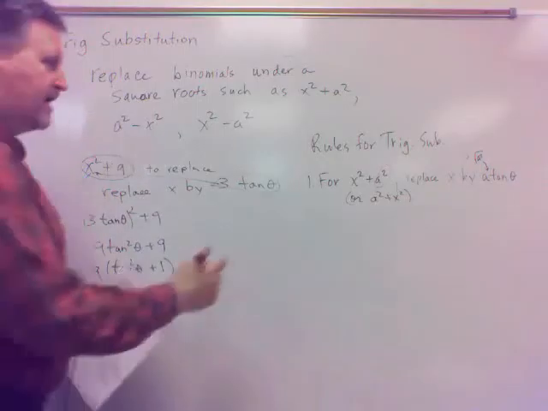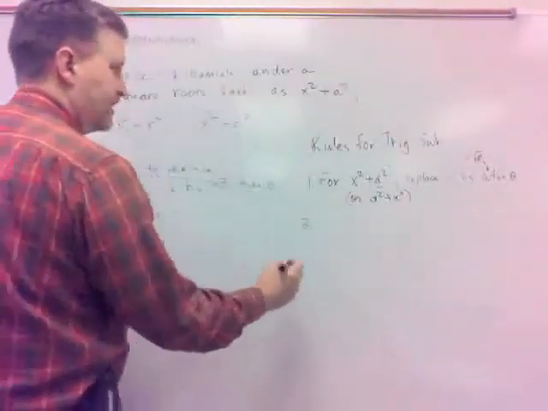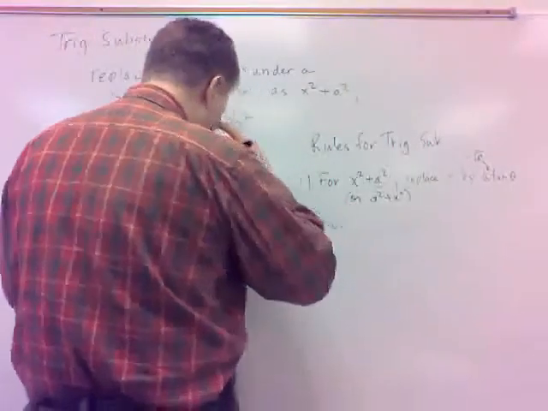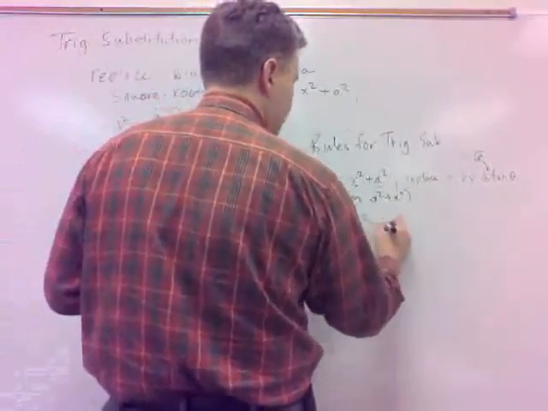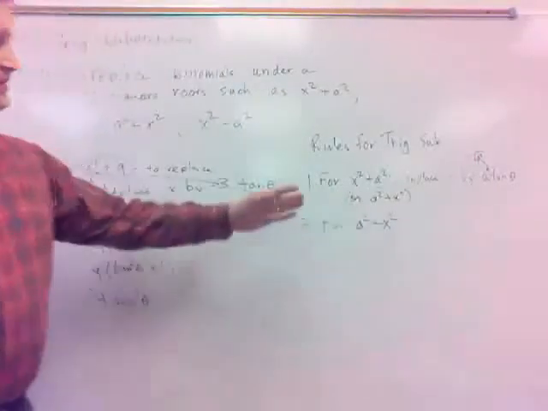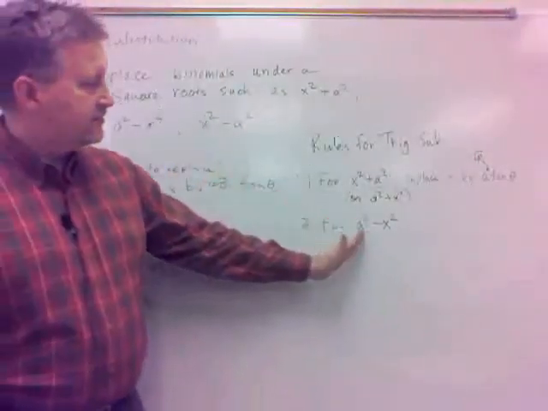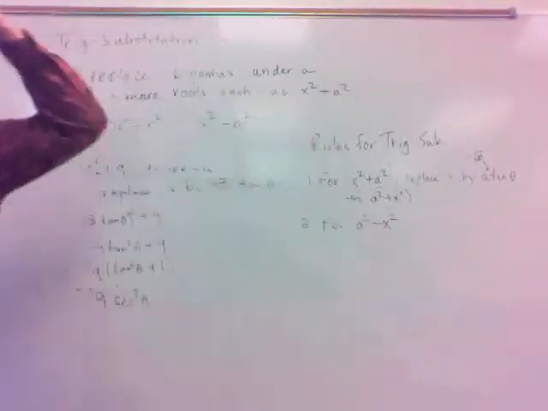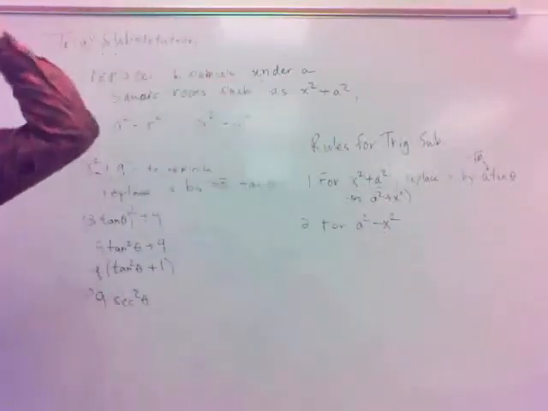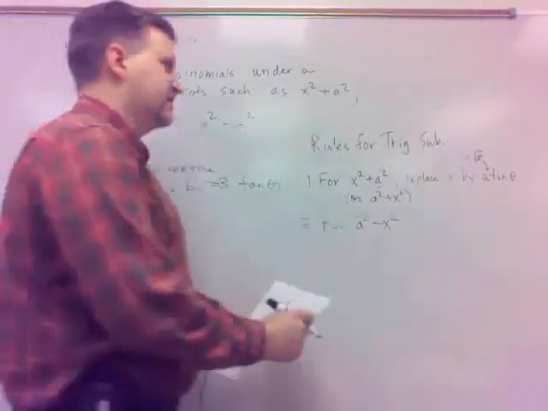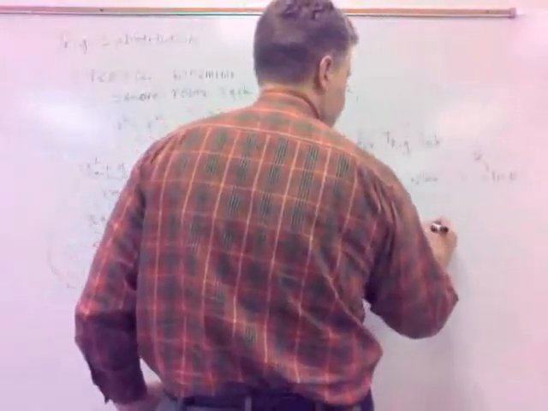Okay? Now, the other two are for the minus. For a squared minus x squared, so it's a little different binomial. You've got the number squared minus x squared first. If that's the case, then you replace x by a sine theta.